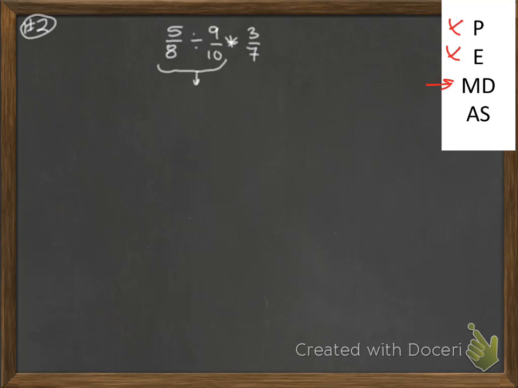So I have 5/8 divided by 9/10. Now if you remember when we learned about multiplying and dividing fractions, in order to divide fractions we actually have to change it to multiplying by the reciprocal.